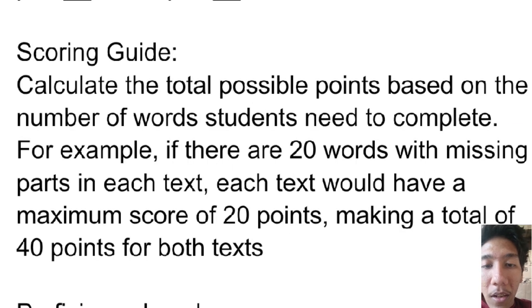Scoring guide. Calculate the possible points based on the number of words students need to complete. For example, if there are 20 words with missing parts, each text will have a maximum score of 20 points, making a total of 40 points for both texts.